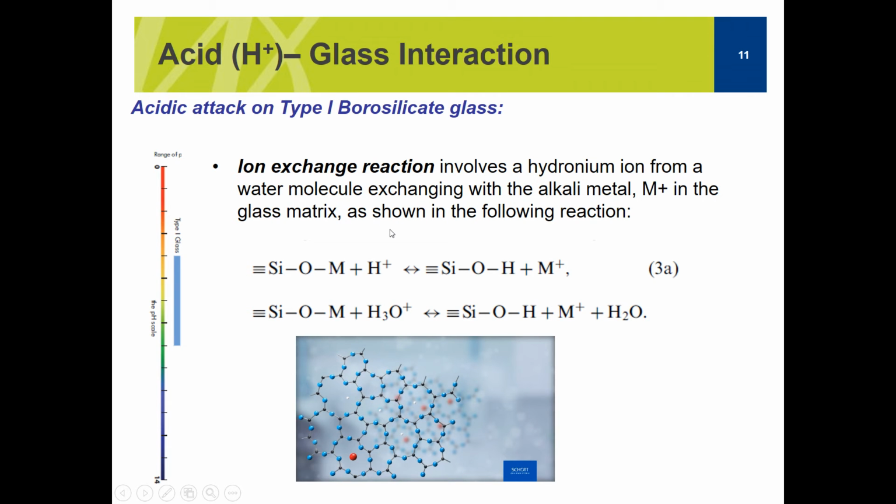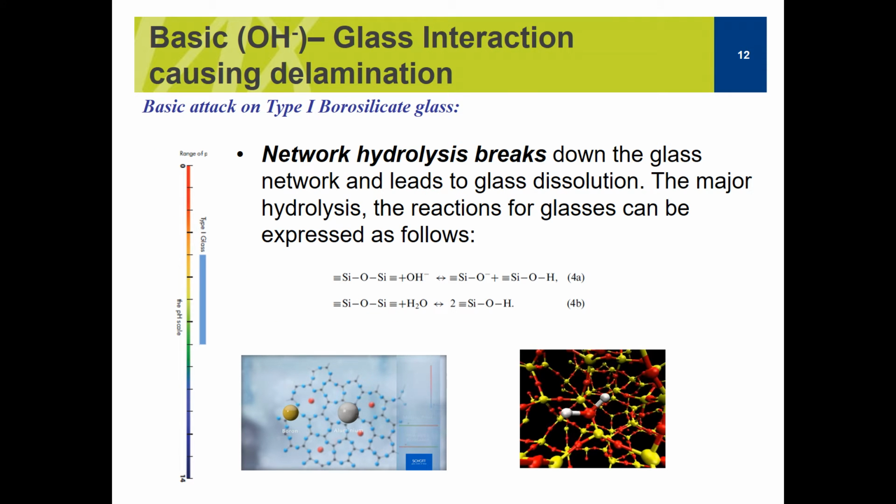So this is one interaction that happens in the acidic environment. Again, the basic environment is going to be a little bit different. In this one, we're going to see a reaction called network hydrolysis, which basically breaks down the network, the silicon oxygen network itself. And this is how delamination occurs.